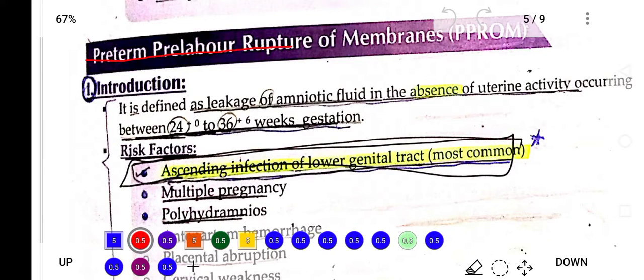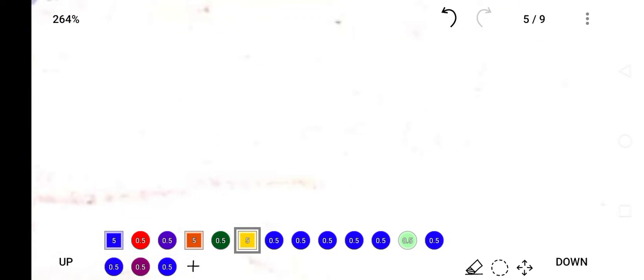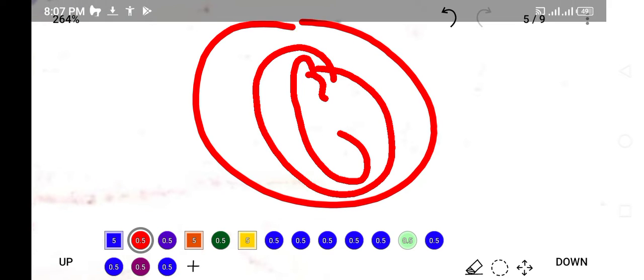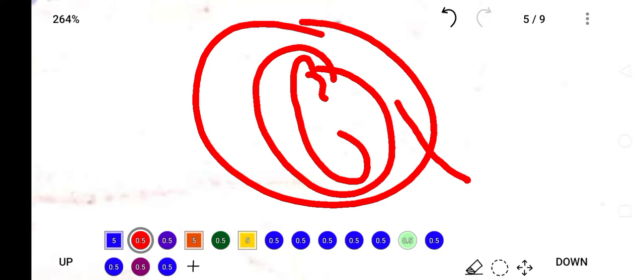Preterm pre-labor rupture of membrane. This is the condition which is characterized by leakage of amniotic fluid in absence of uterine activity. Now, the baby, or the fetus, is surrounded with amniotic fluid and amniotic membrane, and when there is leakage of amniotic fluid, that condition is characterized as preterm pre-labor rupture of membrane.